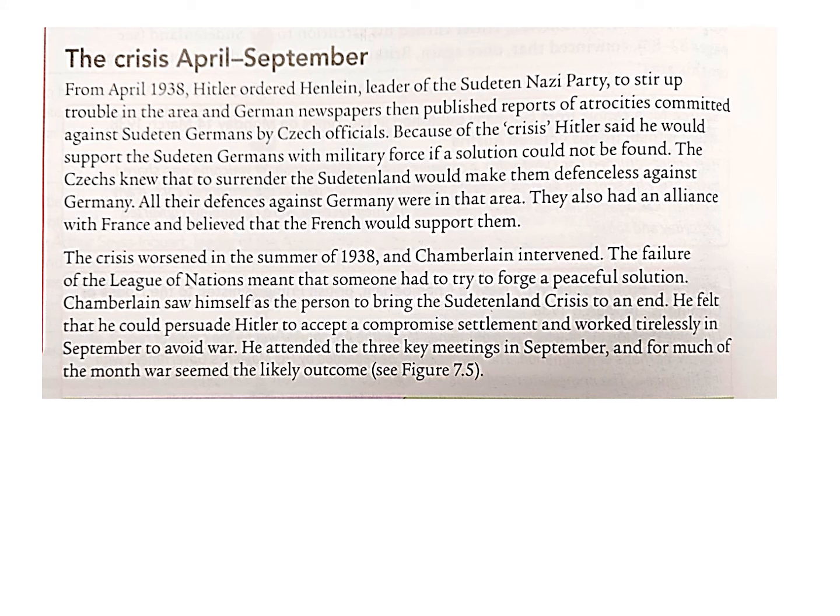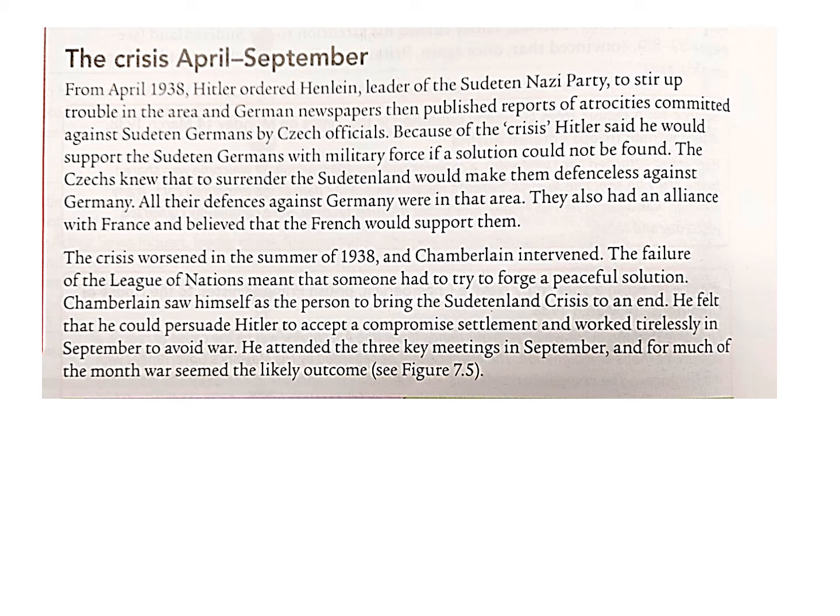Right, so from April 1938, Hitler ordered Heinlein, who is the leader of the Sudetenland Nazi Party, to stir up trouble in the area. So it's exactly like Anschluss with Austria. He says, right, Nazis who live there, stir up some trouble and say that you want to be part of Germany, and then I can come in and kind of deal with it. Yeah.